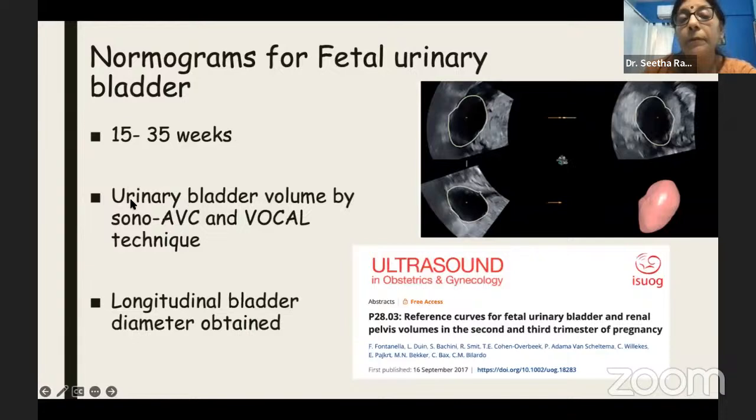And they have actually come up with nomograms for the fetal urinary bladder between 15 to 35 weeks, where they have taken 3D and 4D sweeps of the urinary bladder, and calculated the volume by sono-ABC and VOCAL techniques. And then they've also measured the longitudinal bladder diameter, and with all put together, they have come up with reference curves, which can be looked up in this reference that I've given. They're not very practical to use, of course, because it is not feasible to be done by all, but there is something that we have for nomograms in the second trimester.